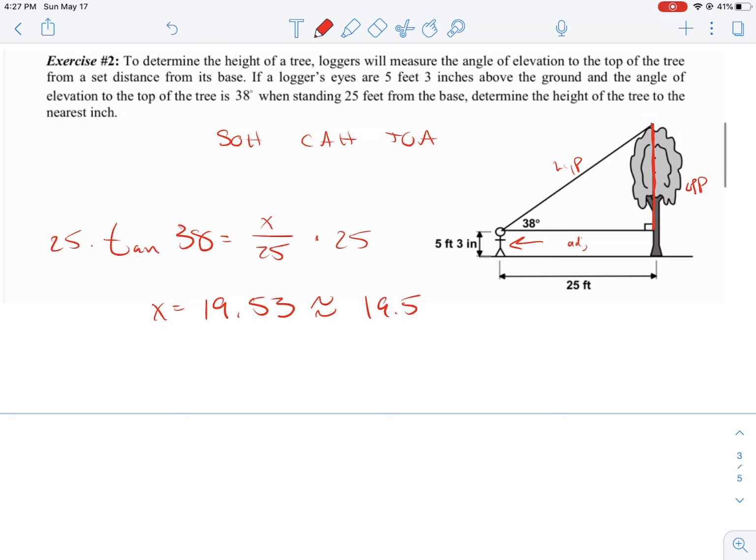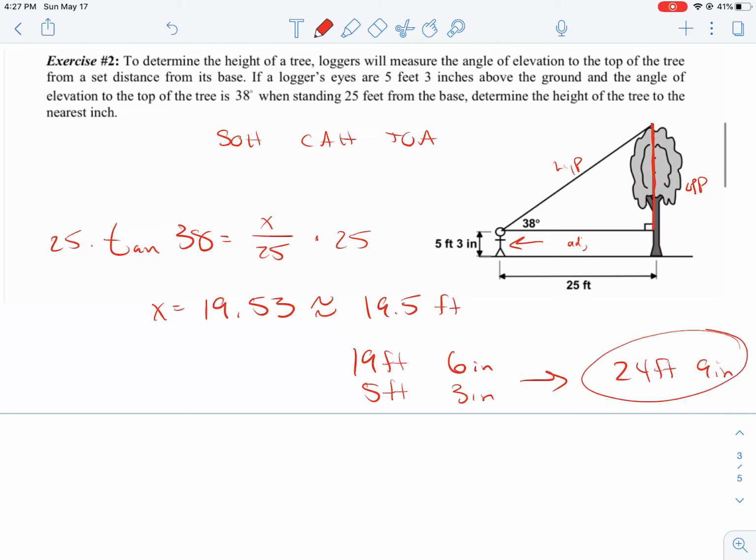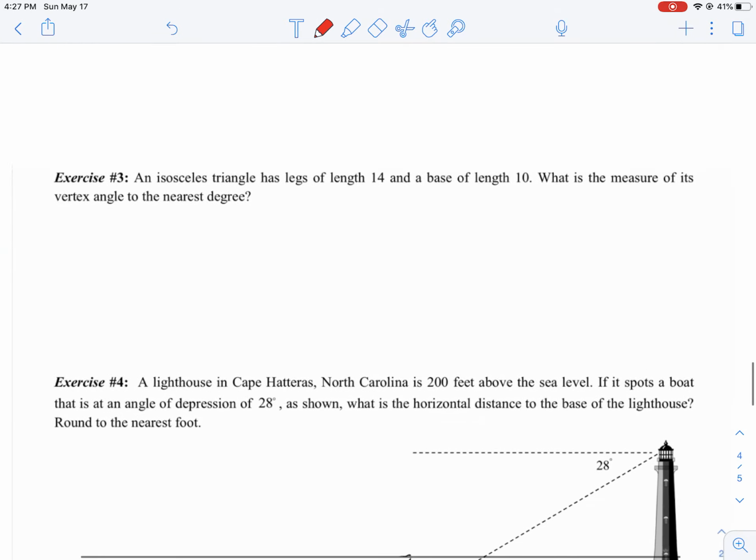So when we're talking about feet here, this is a measurement of feet, 19.5 feet. So what that really means is it's actually 19 feet 6 inches, because half of a foot is 6 inches. So we're going to take that 19 feet 6 inches and we're going to add 5 feet 3 inches to it. And by doing so, we get 24 feet 9 inches. And right there is rounded to the nearest inch. Okay, so that is exercise 2.